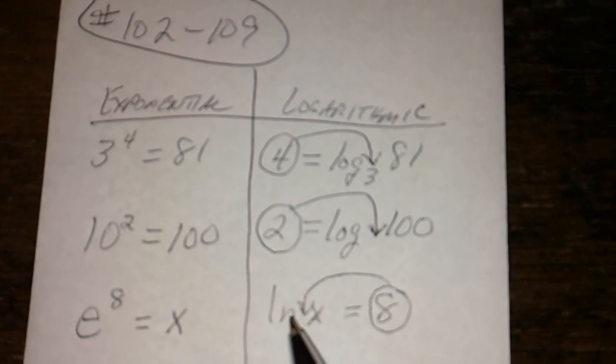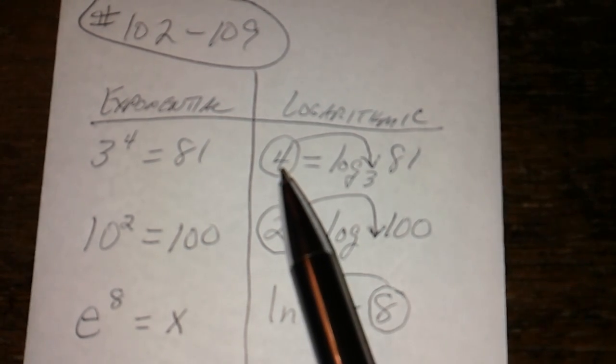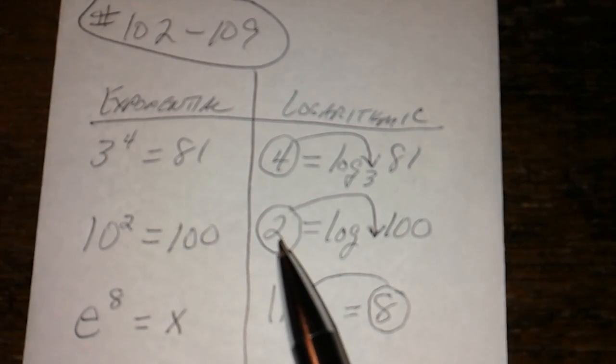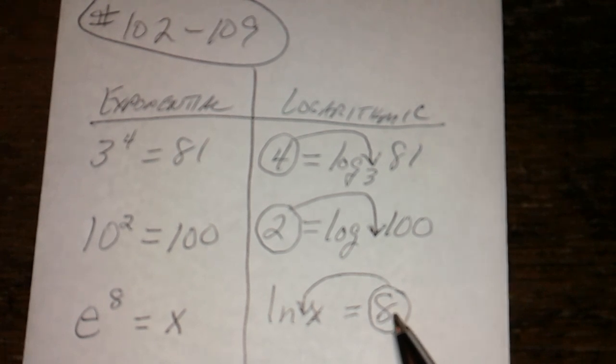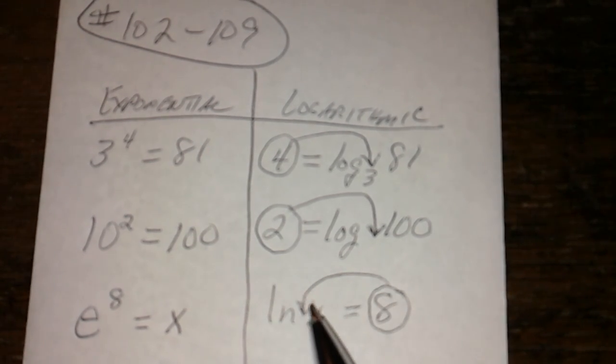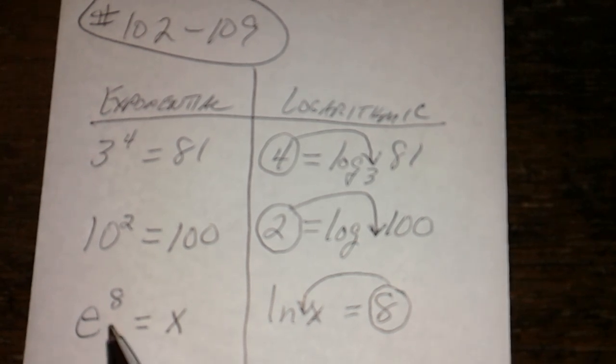And this one here's a natural log, so we don't see it, but that's an e, a base of e. We're going to put the exponent of 8. It's the number that's by itself, whether it's on the left or on the right. The number that's by itself is your exponent, and the 8 goes back on the base of e, just like that.